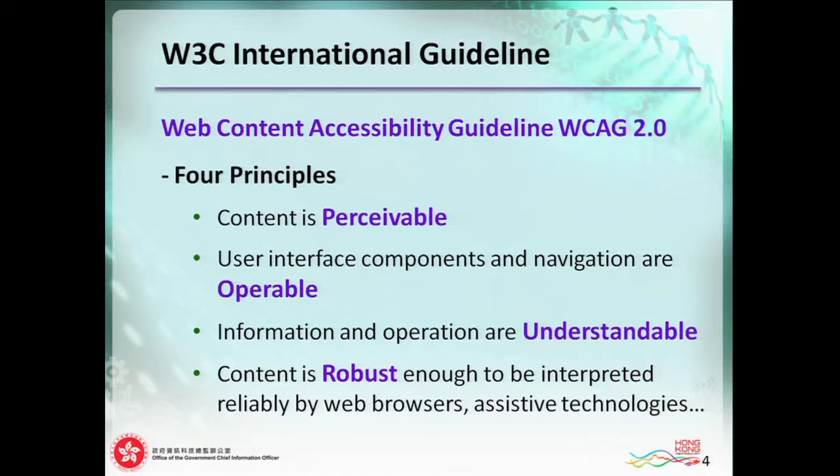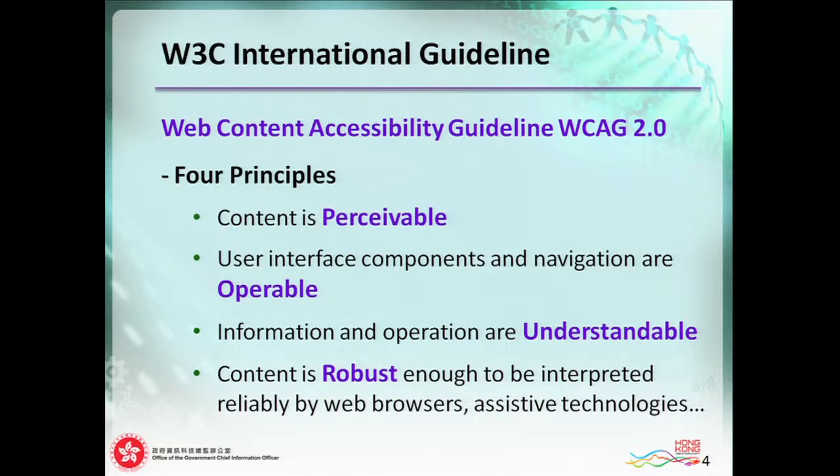And the third one, the information and operation on the website should be understandable. For example, the navigation and link information across the whole website, different web pages, should be in the same consistent manner so that it can help some persons with learning difficulties. And last, the content should be robust enough to be compatible with assistive technologies such as the common screen readers that persons with disabilities are using.